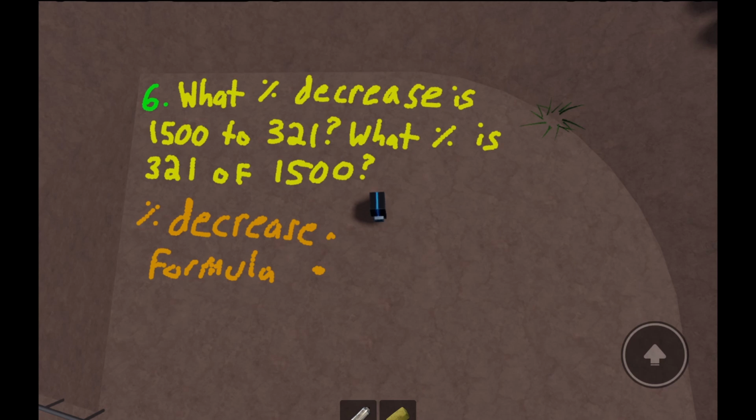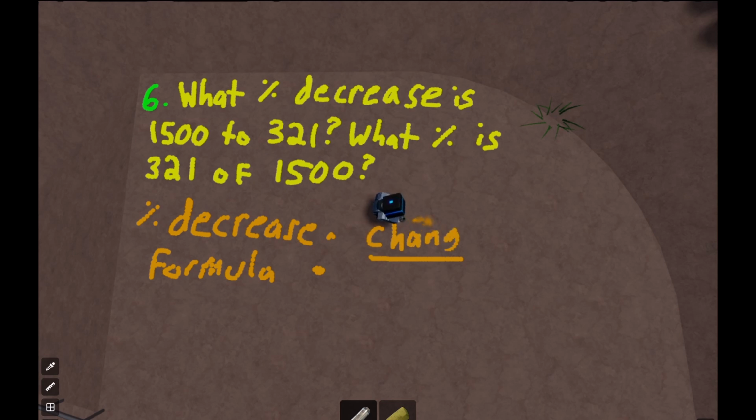It says what percent decrease is 1500 to 321, and then the follow-up question is what percent is 321 of 1500. So we need to talk about the percent decrease formula. And the nice thing is that it's the exact same as the percent increase formula. The only difference is that you're going to say decrease at the end. So remember, that formula was the change in the numbers divided by the initial number that you started with. And then that fraction will turn into a decimal, which you just multiply by 100%.